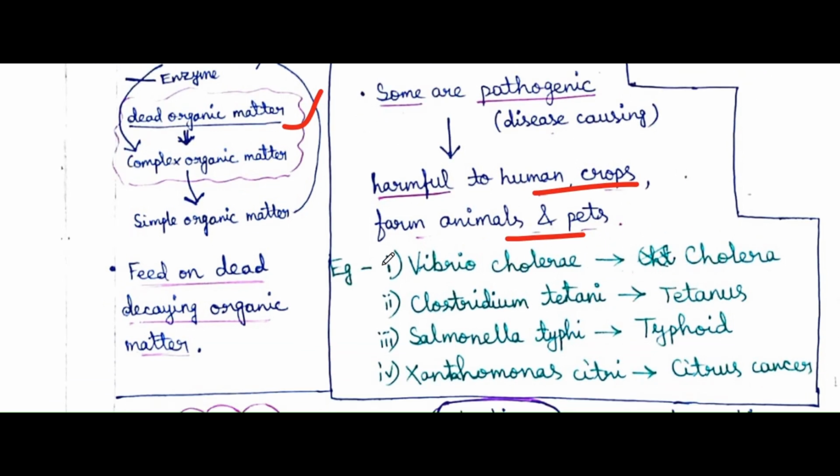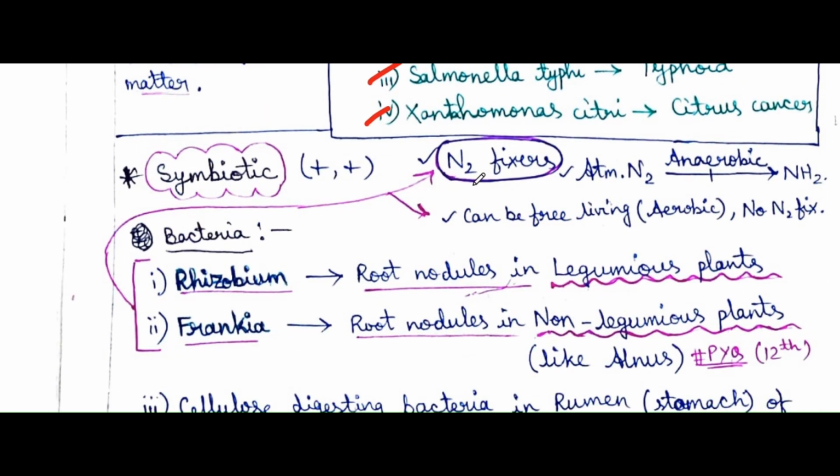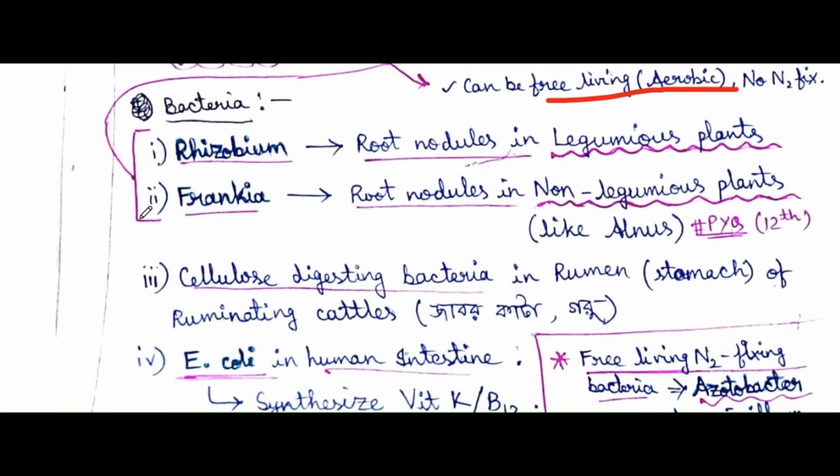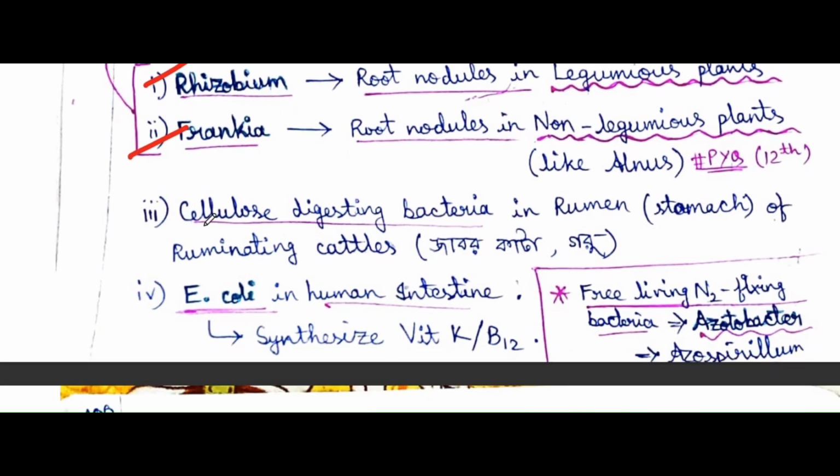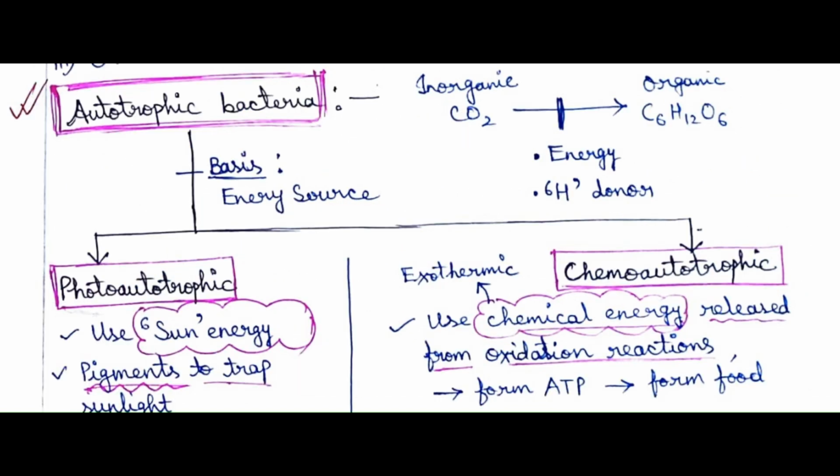Their examples are Vibrio cholerae, Clostridium tetani, Salmonella typhi, and Xanthomonas citri. Symbiotic bacteria can be nitrogen fixers, and they also can be free living in some cases. Their examples are Rhizobium, Frankia, Escherichia coli. So we have learned about heterotrophic bacteria. Now the autotrophic bacteria.